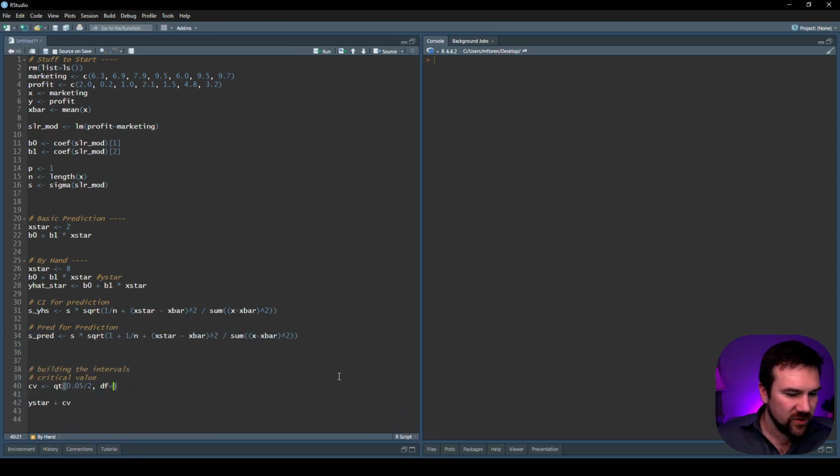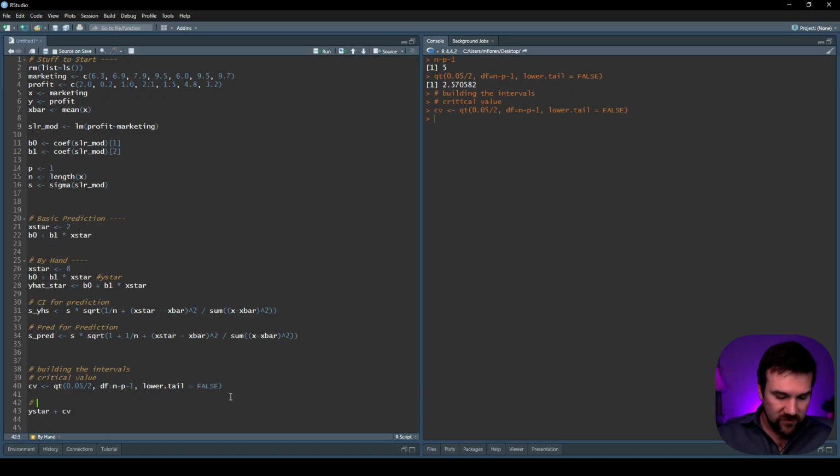So instead of using a pre-built one, I'll just write n minus p minus 1. Remember, that's the equation for the degrees of freedom for the error. And I do have n and p. Otherwise, I'd just type the number 5 if I wanted to. And then again, for my intervals, I like doing lower tail equals false because this gives me the positive one. And then I'll do the plus and minus later on. So I've got to save that as my critical value, and now I'm ready to build the intervals.